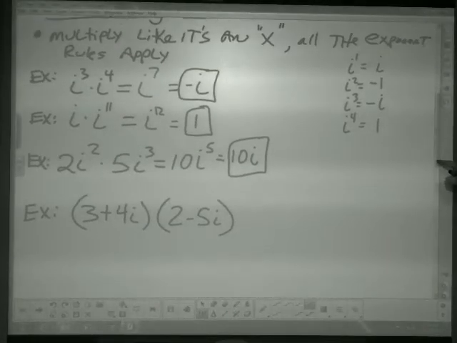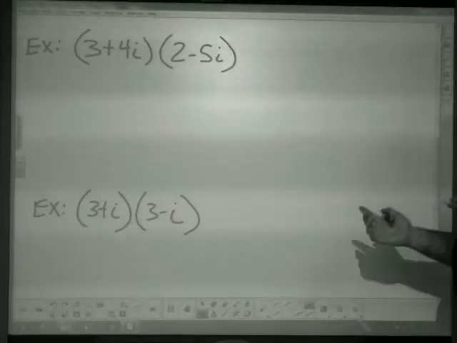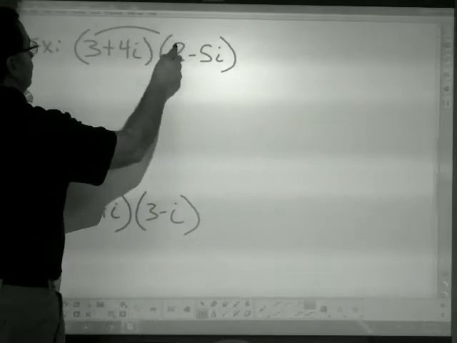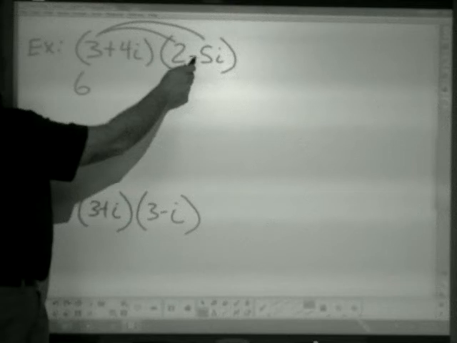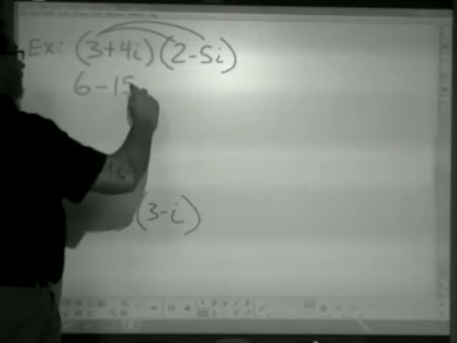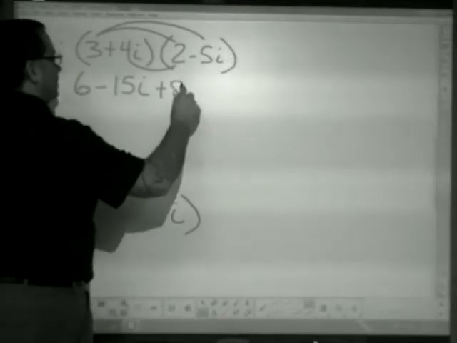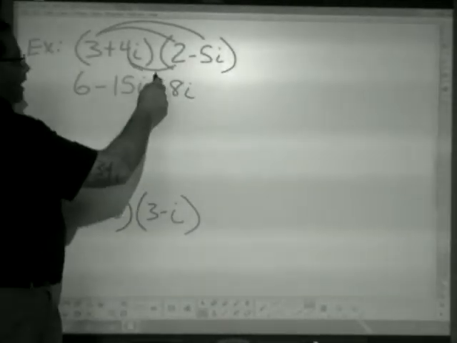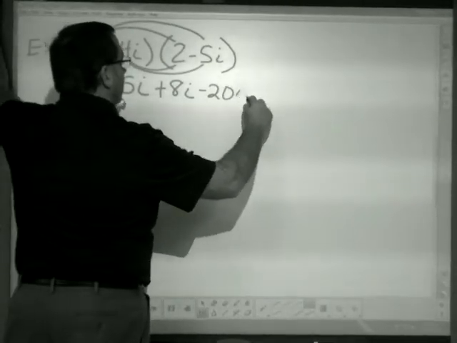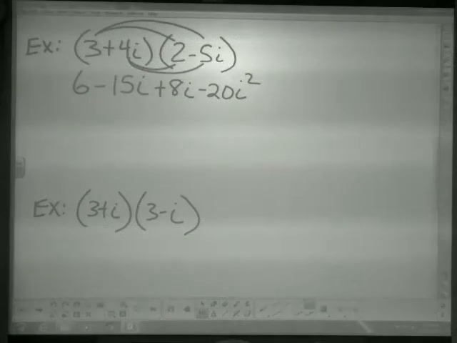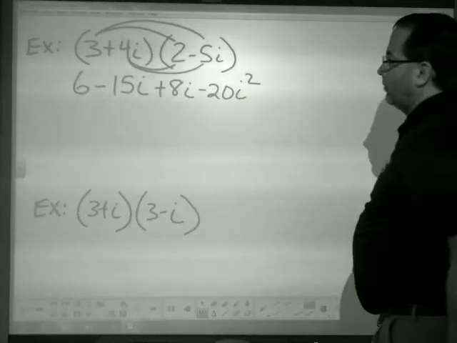Let's take a look at if we multiply now binomials. You multiply them just like it's an X. You're still going to go first, then outer. So 3 times 2 is 6. 3 times a negative 5i is negative 15i. 4i times 2 is 8i. And 4i times a negative 5i is a negative 20i squared. Now you have to clean it up, all right? So we FOIL it, now we got to clean it up.